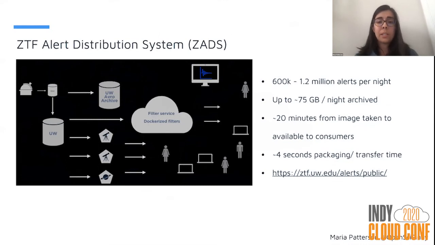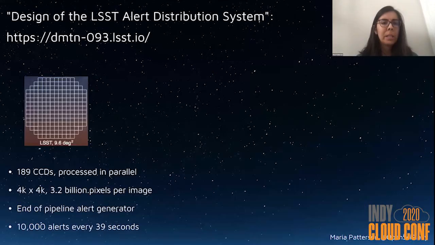Right now, this system actually supports up to 1.2 million of these alerts per night. And there's about 75 gigabytes per night of the data that's in the archive. The pipeline runs end to end about 20 minutes from the image being taken to that being available to consumers. And most of that is actually doing the image differencing. And the actual packaging and the transferring is only 4 seconds. So that's cool. And there's a link there if people are interested in the public data.